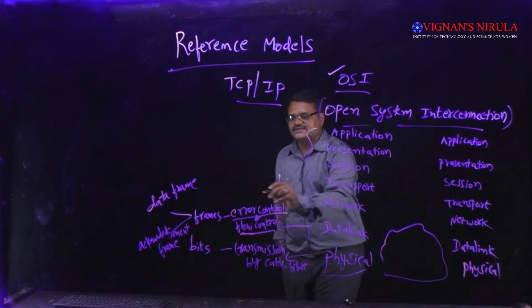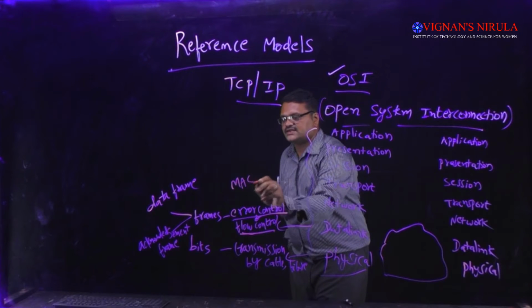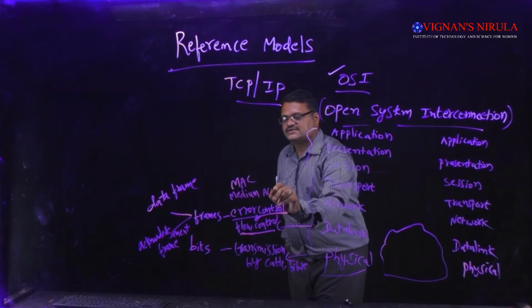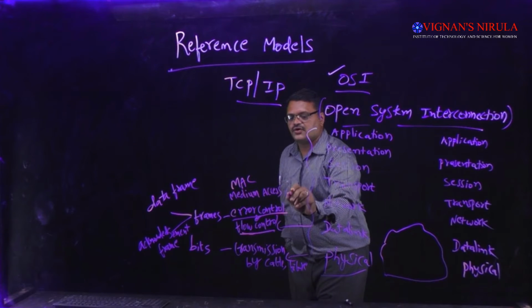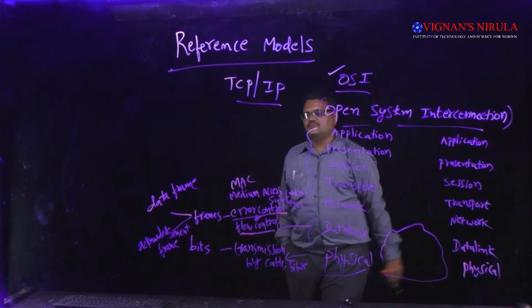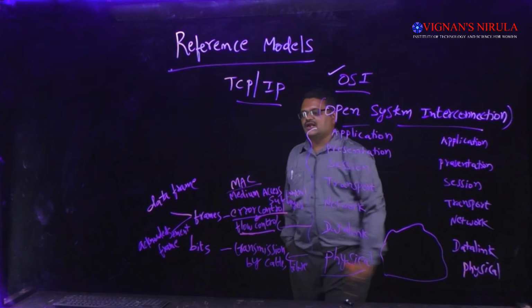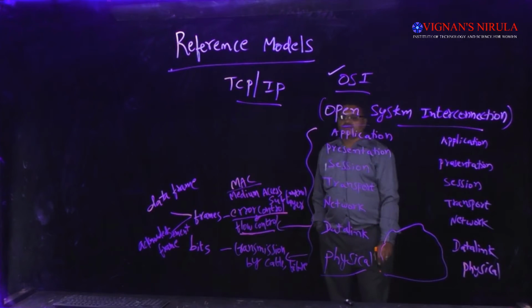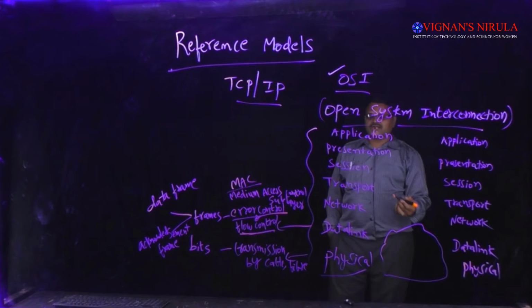So the MAC layer, that is the medium access control sub-layer. This is not an actual layer, this is a sub-layer of the data link layer. MAC will do the channel allocation for broadcast networks. Okay, so this is the introduction to the data link layer and physical layer.